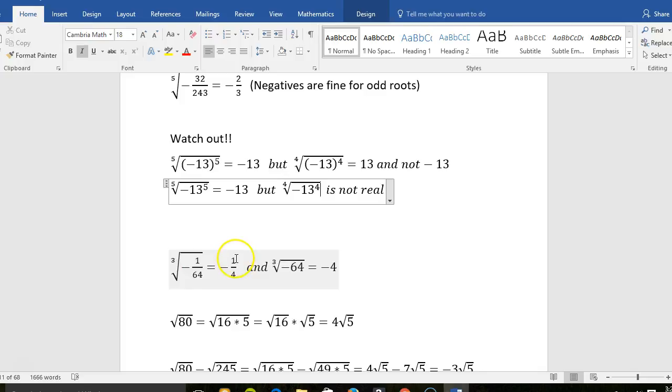Okay. Like here, the cube root of negative 1 over 64, just yank out the negative. The cube root of 1 is 1 itself. The cube root of 64 is 4. And again, if we did the cube root of negative 64, that'd be negative 4. After all, negative 4 times negative 4 times negative 4 is negative 64.